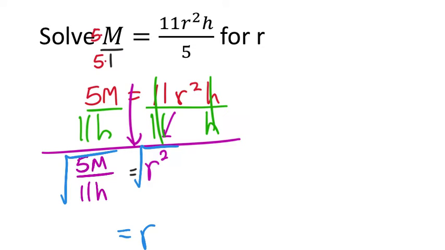Maybe I'm talking too much, but yeah, you just square root both sides. Square root of a square is just, there's a phantom 1 right there. You just don't have to show it. And then we got the square root of 5m over 11h.